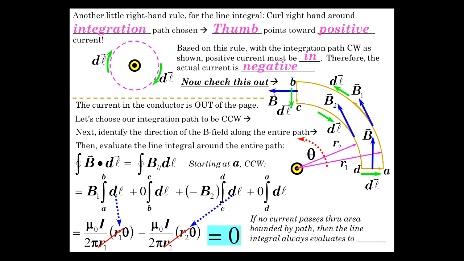So notice that if no current passes through the area bounded by the integration path, if there is no current in there, the line integral will always evaluate to 0. The only time you're going to have a non-zero evaluation of that integral is if you have some net current enclosed by the integration path. Voila.